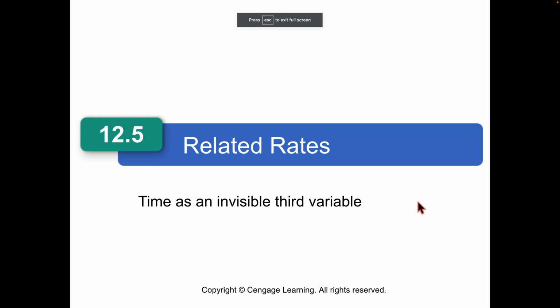So this is related rates. If you think back to what we did in 11.6, we were taking the derivative of both the x and the y variables. We had two variables, and we used this specifically when we weren't able to solve for y equals something in terms of x.